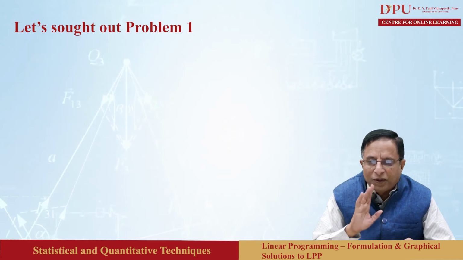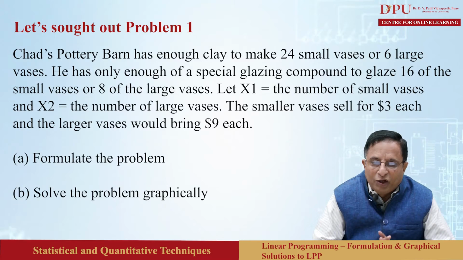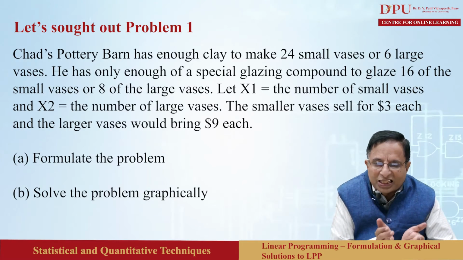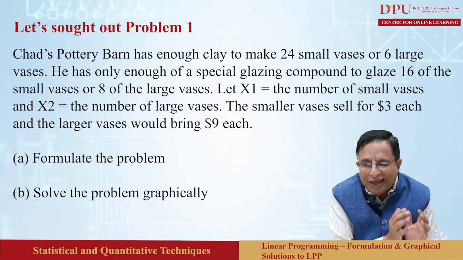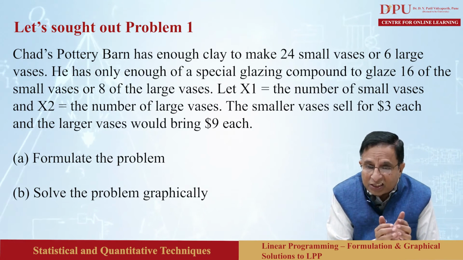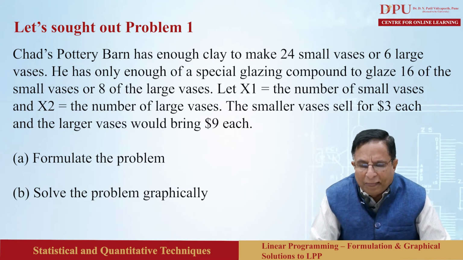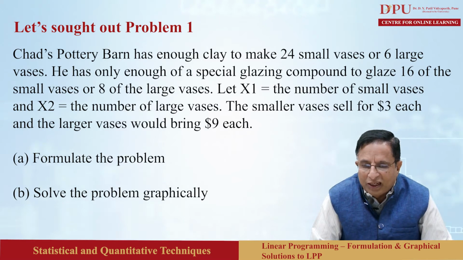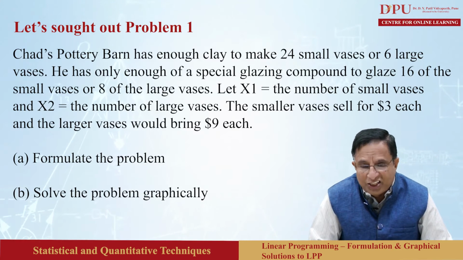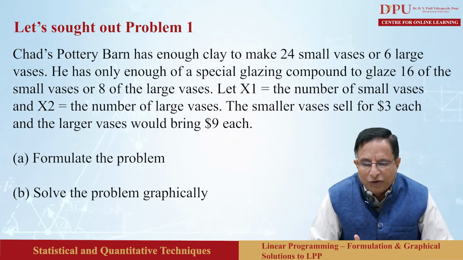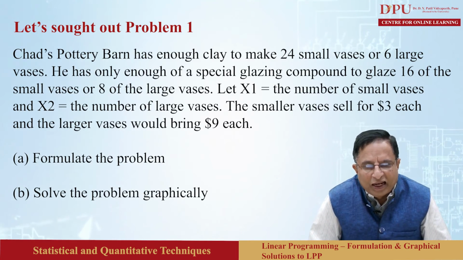Let us sort out problem number 1. Chad's pottery barn has enough clay to make 24 small vases or 6 large vases. He has only enough of a special glazing compound to glaze 16 small vases or 8 large vases. Let x1 be the number of small vases, x2 be the number of large vases. The small vases sell for $3 each and large vases would bring $9 each. Formulate the problem. Solve the problem graphically.